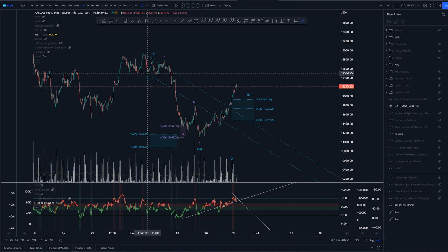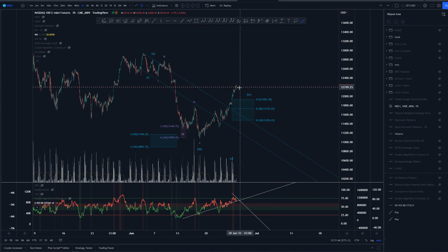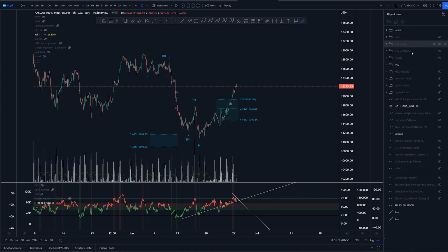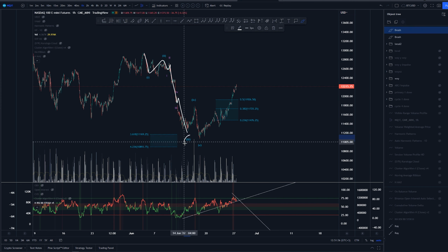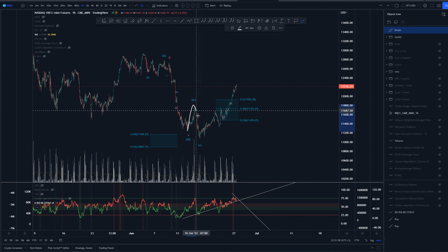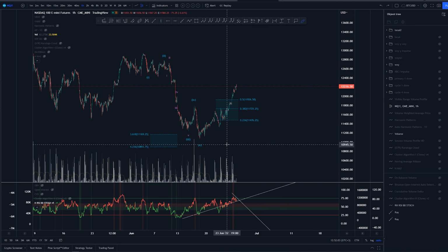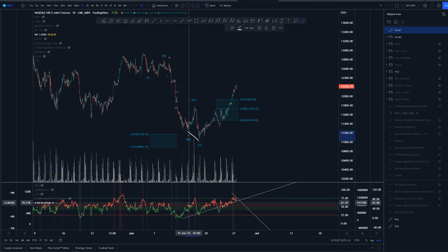The invalidation is all the way up here at 12.5k, but to me this count is kind of dead. The more likely scenario is that we have a 1, 2, 1, 2. This would be 3, 4 and 5 into the third of minuet, 4 and 5. We do have alternation between these two, so that is working nicely, and we do have that divergence in play with these lows.